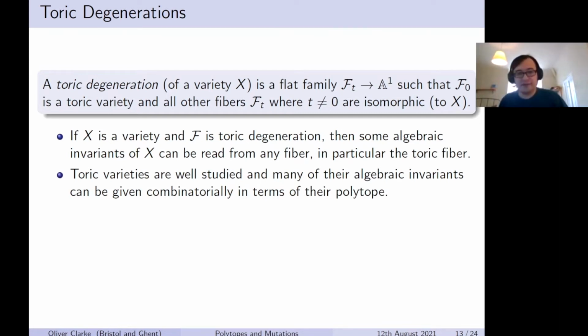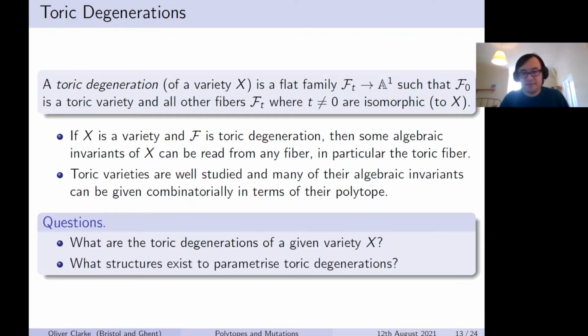And if I choose the toric fiber, then I can exploit many of the nice relationships between toric varieties and their polytopes. There's a dictionary going between the two, or toric varieties and their fans. This makes it a lot easier to read off these invariants. So if you're given a general variety X, you can ask, does it admit some toric degenerations, and what structures exist to parameterize all of these toric degenerations? This is a very difficult problem in general, so we should start maybe by looking at some easier varieties.